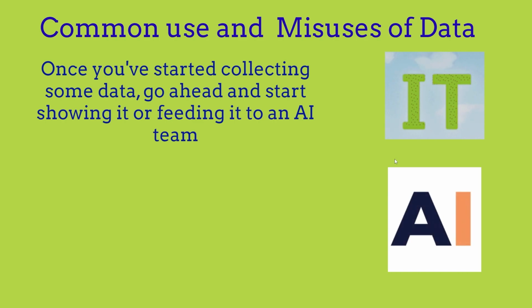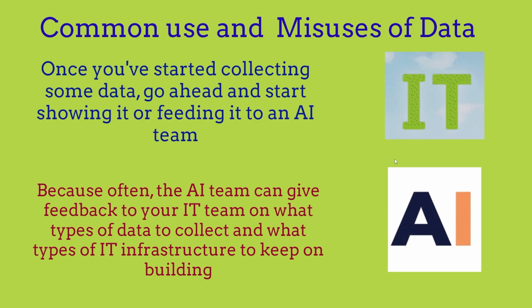So let's say you started collecting some data and you want to create that application. You have to immediately go and consult with an AI team, because often the AI team can give feedback to your IT team on what types of data to collect and what types of IT infrastructure to keep on building. Sometimes, if we take the same example of the home builder, they have all the data already done and then give it to an IT team to create the actual application, and the information might not be reliable and is kind of useless. So the AI team doesn't need it. As soon as you start collecting data, make sure you consult with the team so that they can give you some suggestions on what to do. So this is just some common uses and misuses of data.